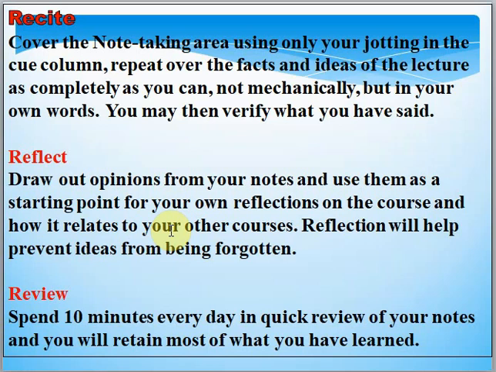Next is the reflect. Draw out your opinions from your notes and use them as a starting point for your own reflections on the course and how it relates to your other courses. Reflection will help prevent ideas from being forgotten.